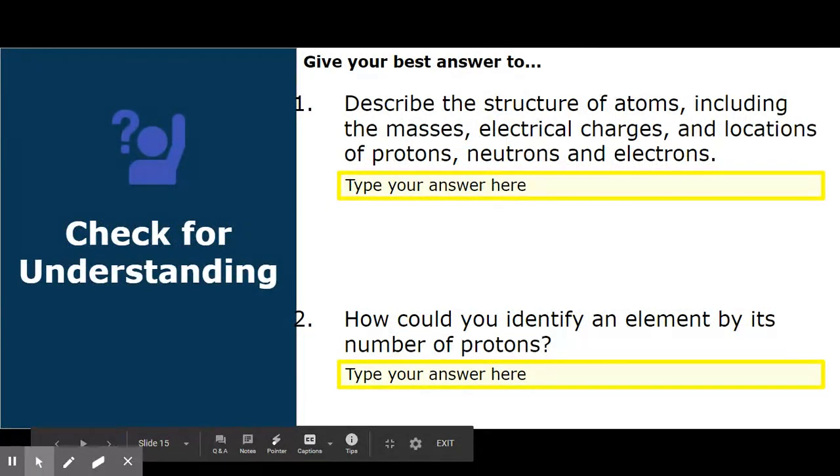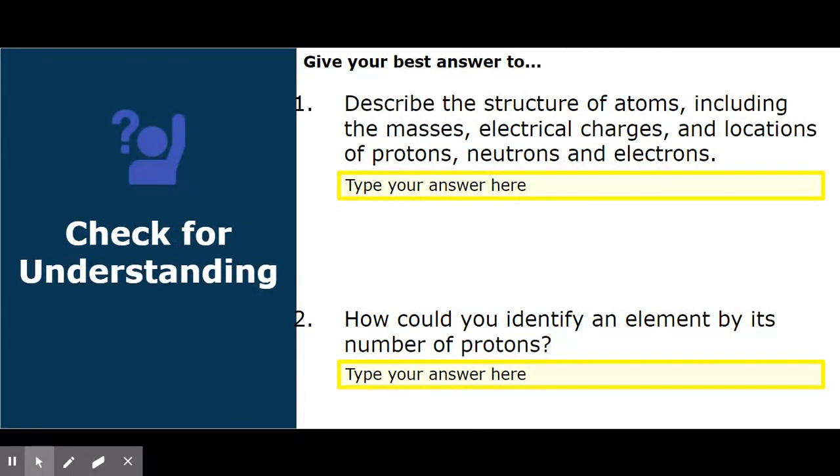Describe the structure of atoms, including the masses, electrical charges, and locations of protons, neutrons, and electrons. How can you identify an element by its number of protons? You will write your answers here in these spots here.